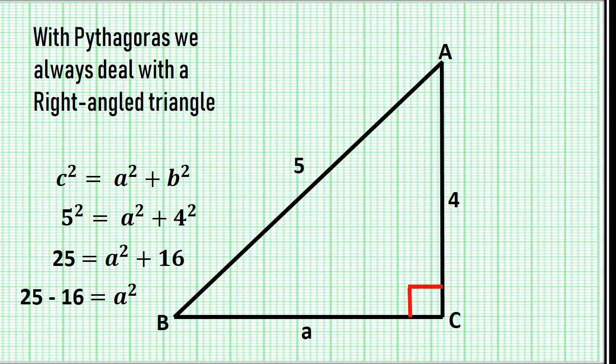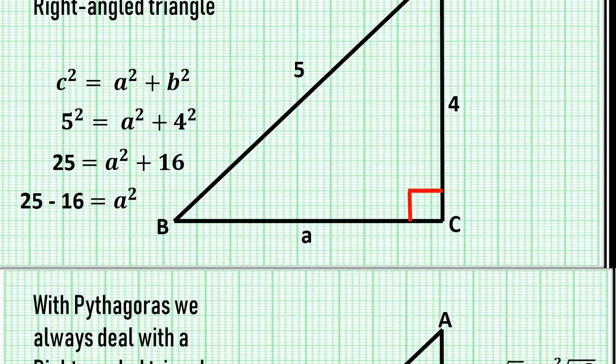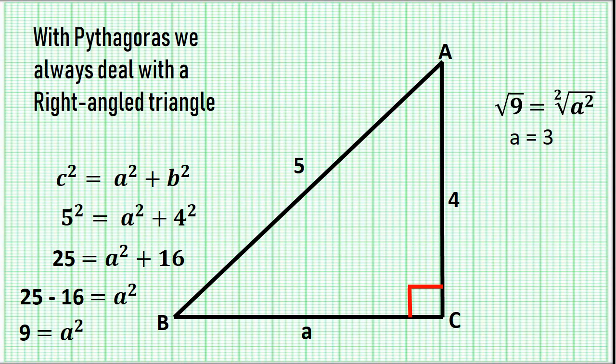We always want to get a alone, or a squared alone. So you take that positive 16 and you throw it over to the other side, which will give you negative 16. So a squared is equal to 25 minus 16, which is a squared is equal to 9. If you do the inverse operation of a squared, you square root a squared and you are left with just a, and the square root of 9 is 3.